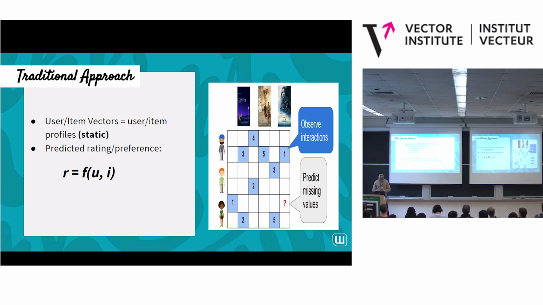Using this traditional approach where the user and item interactions are presented in a big matrix, you have some known ratings, and the recommendation problem is to basically predict those missing values with some ranking function. So what you're essentially getting out of it is user and item vectors, which are like user and item profiles, and they are also very static.